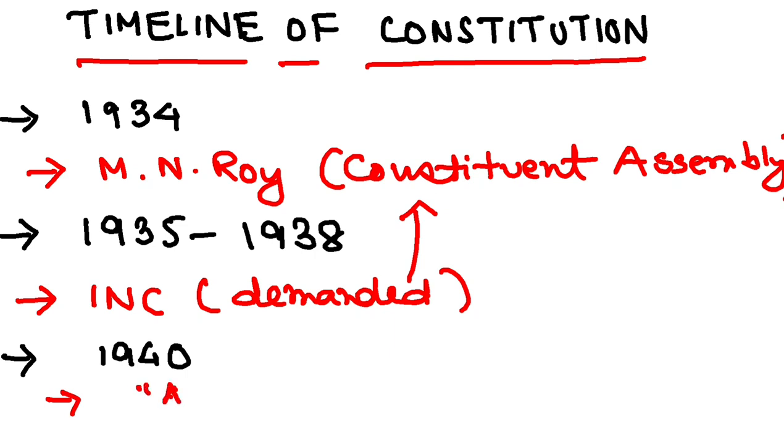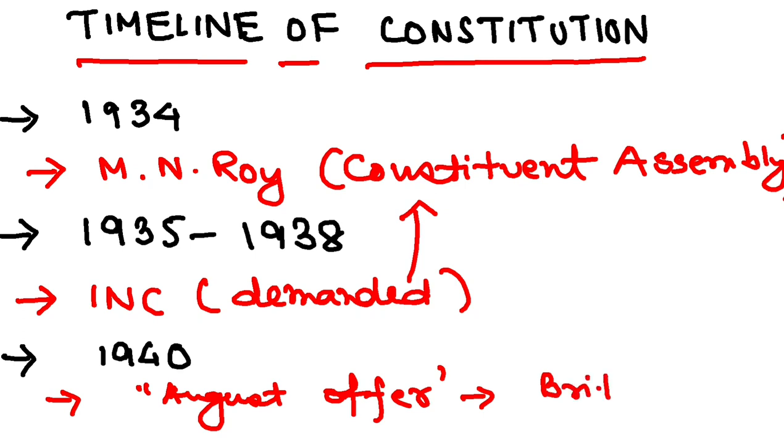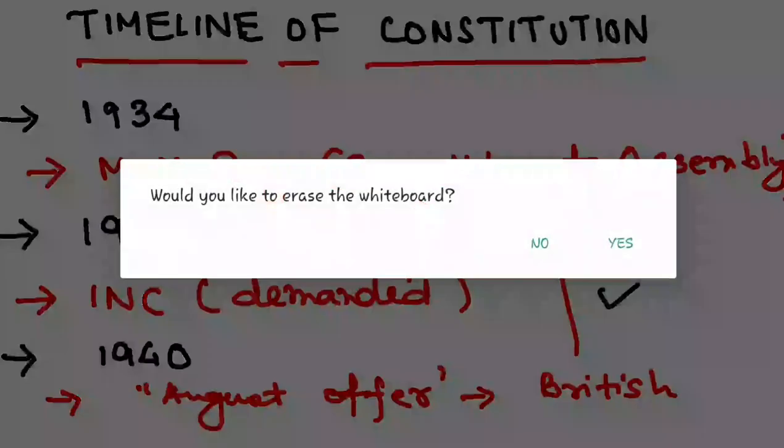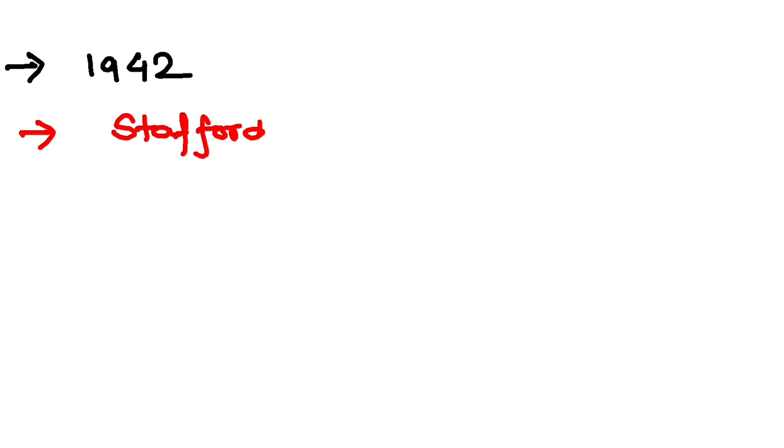the August Offer took place. The August Offer is a very important event in Indian modern history. You shall learn about these events in modern history. In the August Offer, the British accepted the proposal of the Constituent Assembly. This was okayed by the British in 1940. Now, to implement this, in 1942, Sir Stafford Cripps was sent to India to make plans for forming the Constituent Assembly.